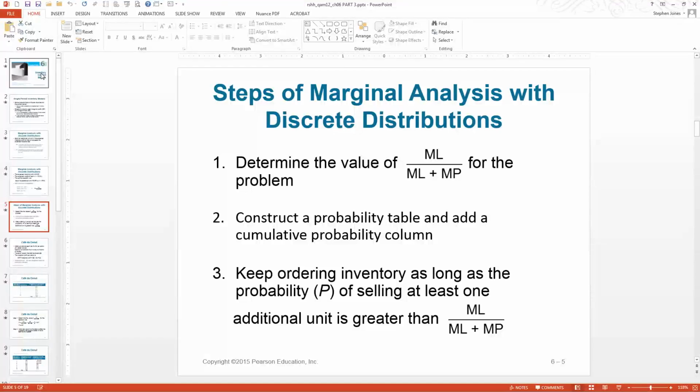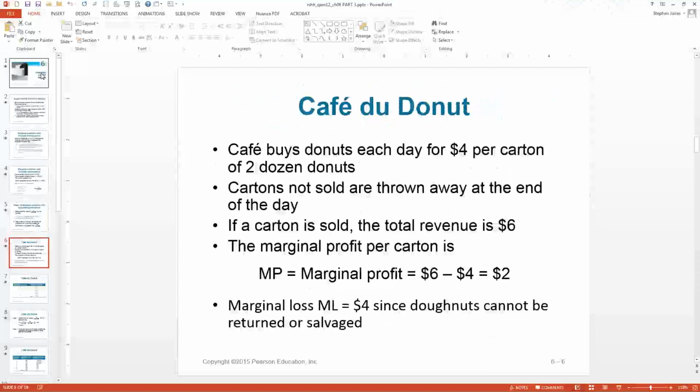Get yourself a probability table, and you'll see in just a moment. Get yourself a probability table and do a cumulative probability column to go with it. And then determine at what point you have bypassed the chance that you're actually going to make a profit. In other words, you continue to order inventory until you get to the point where you say, look, if I put any more on the shelf, I'm running too high of a chance that I'm going to lose my shirt. So, Café du Donut.